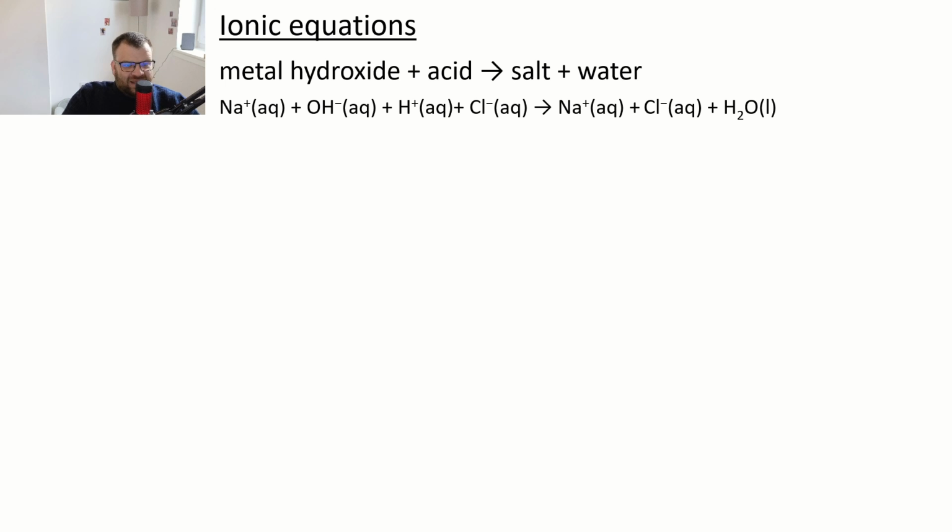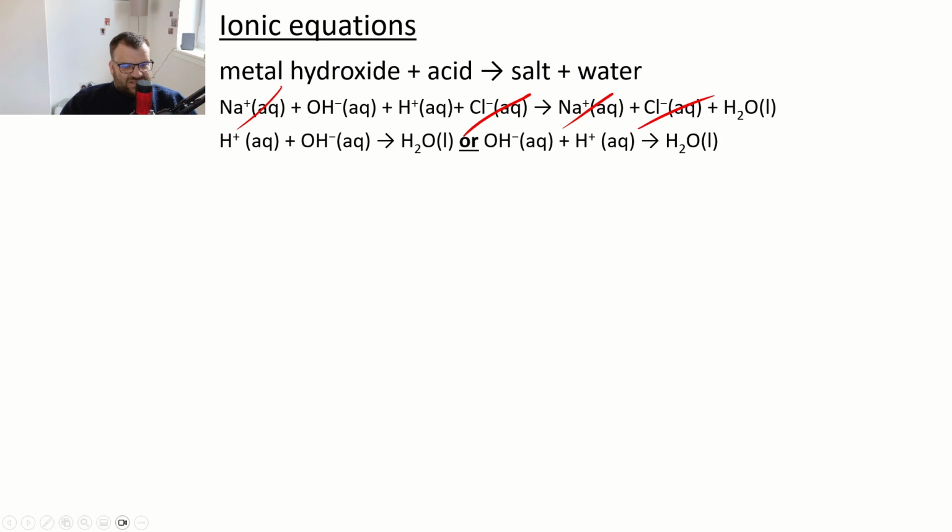We have Na+ in solution on both sides. This means we can cancel them out. The OH- doesn't appear on both sides, so that has to stay. H+ doesn't appear on both sides, so that has to stay. But the Cl-, the chloride ions, are on both sides unchanged. That means we can simplify this down to H+ plus OH- goes to H2O, or we could write it the other way around, depending on what we want to do.